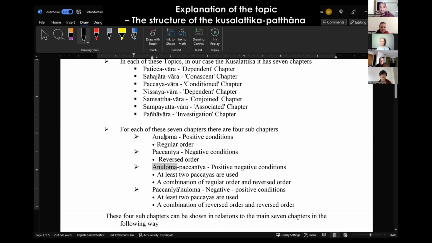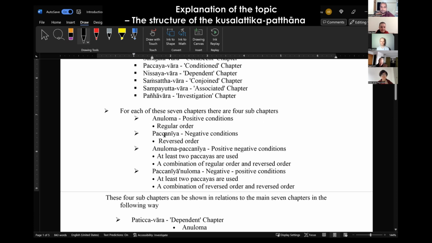So the Anuloma means the positive conditions. It's the preaching based on the regular order. So we look at a couple of examples. The second one is the Paccaniya. It means the negative conditions. The desana is in the reverse order.